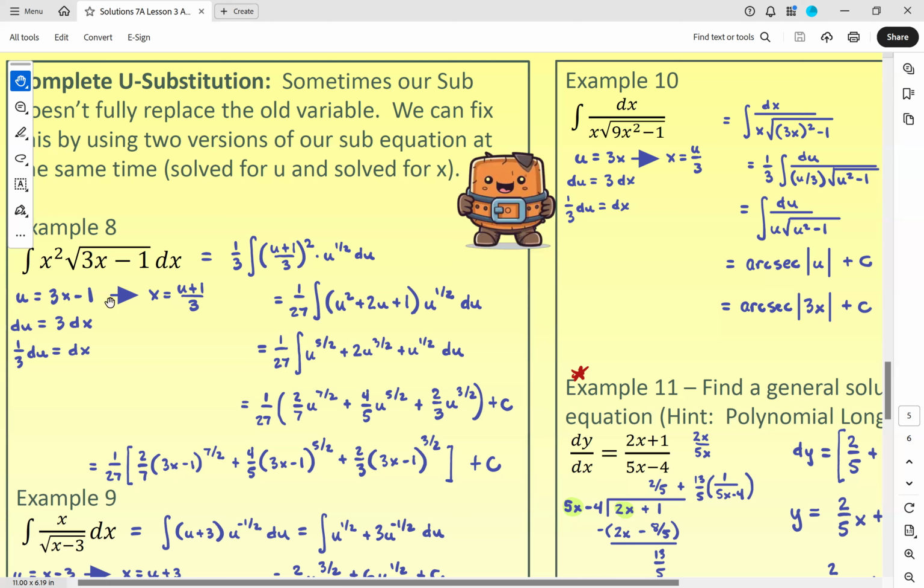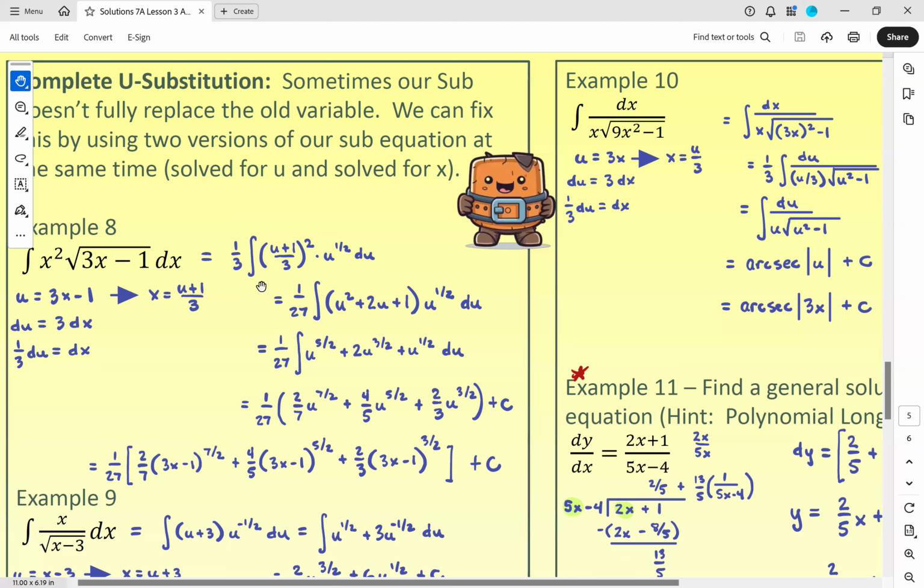Over on the right, you can see my work where I've made all three of the substitutions. Square root of 3x minus 1 becomes square root of u, or u to the 1/2. The dx is replaced with the du and the 1/3. Here's my value of x in terms of u squared, and now we're off and running.